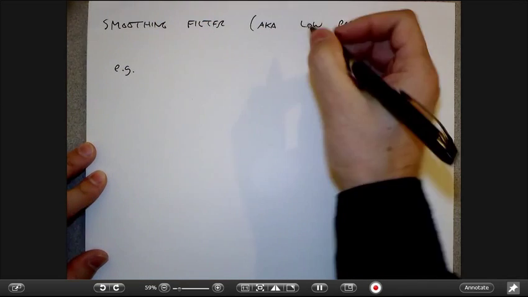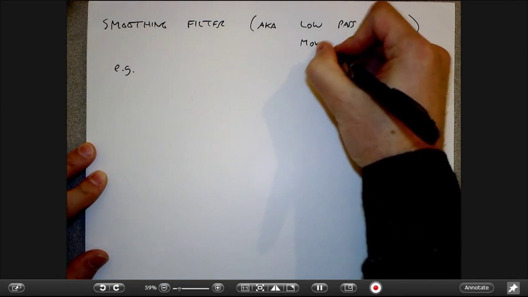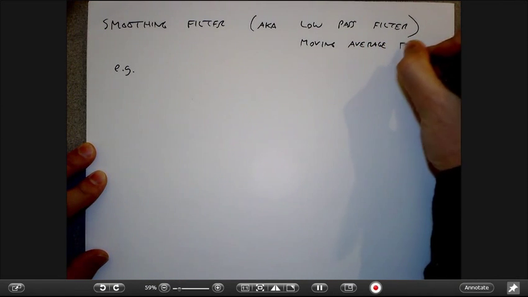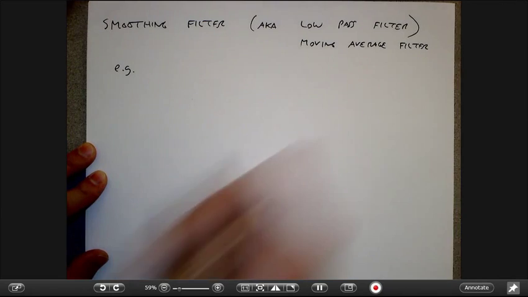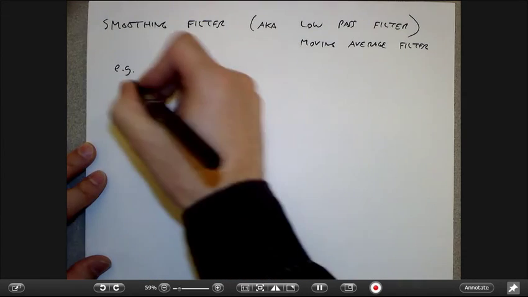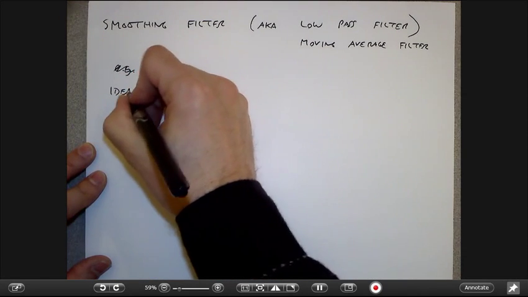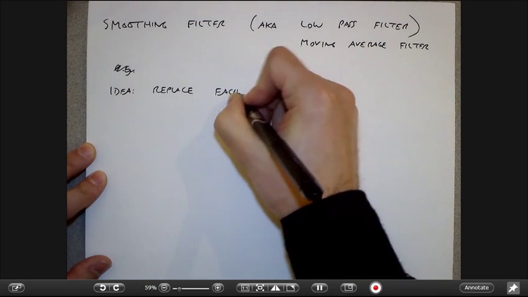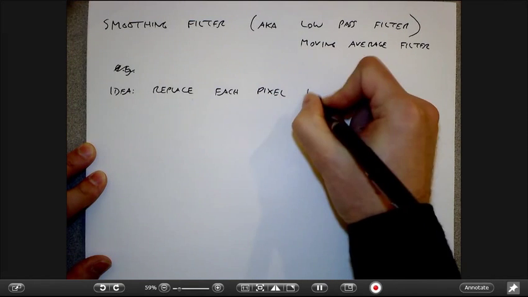Another way you sometimes hear these discussed is like a moving average filter. And so the idea is to replace each pixel by a weighted average of its neighbors.